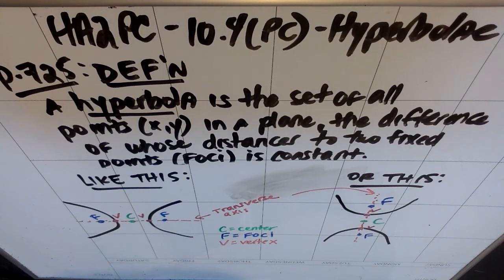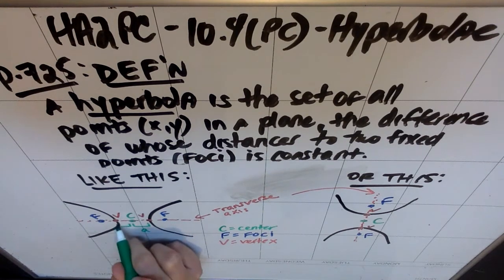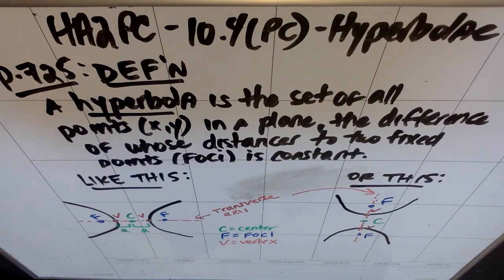So what we're going to talk about is how to graph these by hand and what the equation looks like and everything else, but it's helpful to know these values. Now, a couple pieces of information that are still relevant. Just like we saw in an ellipse, this distance from C to V is called A, right? Just like we saw in an ellipse, the distance from the center to the focus is called C, right?